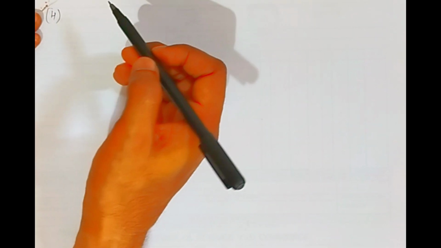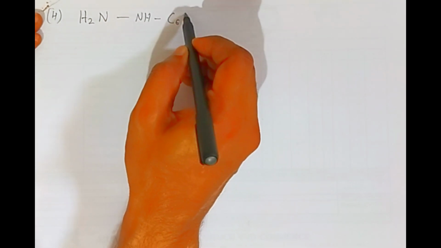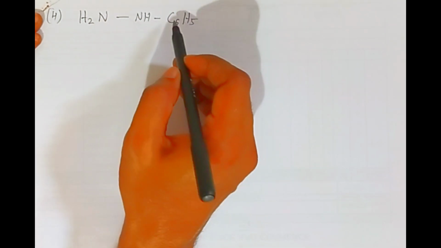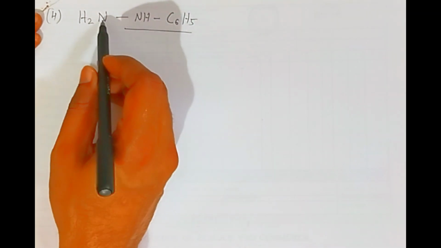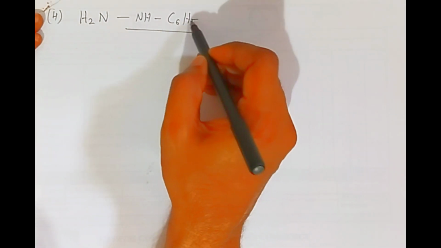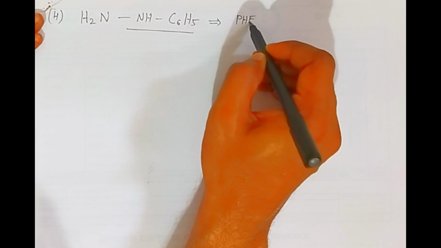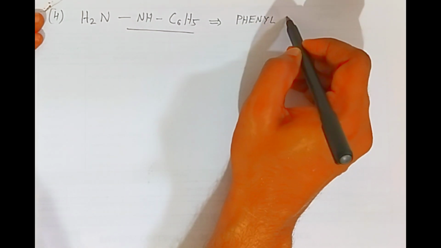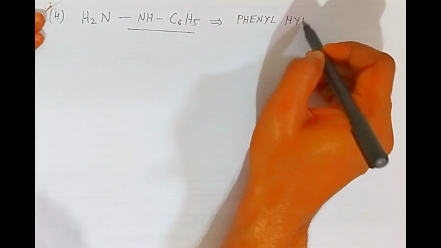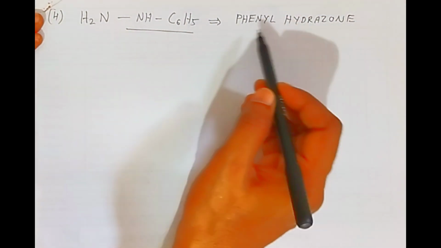The fourth ammonia derivative is when one of the hydrogens of ammonia we replace with NH C6H5. This is called phenyl hydrazine, and the product is called phenyl hydrazone.